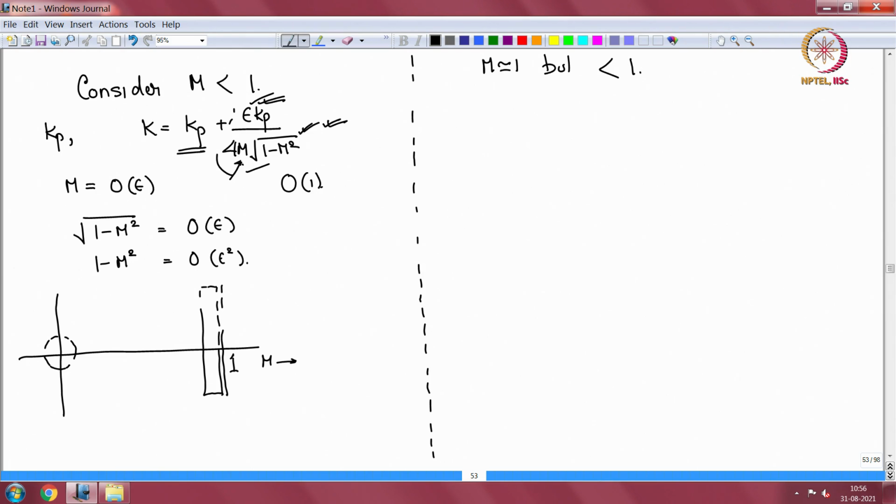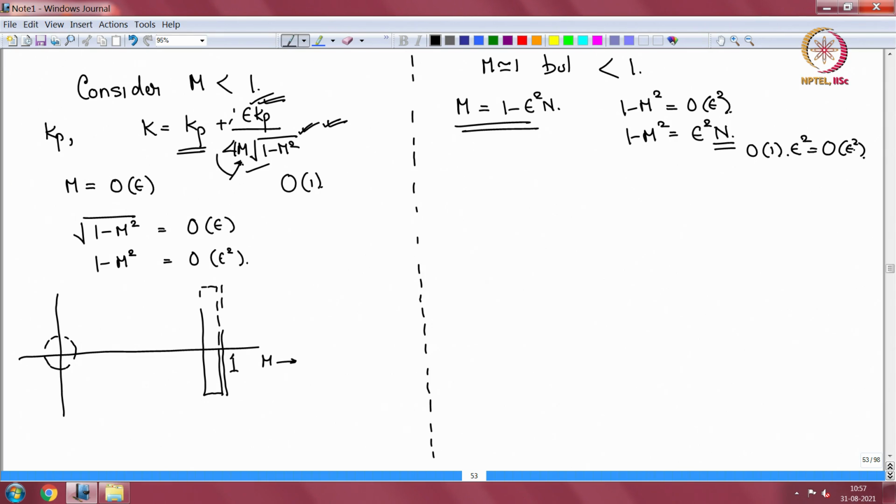Okay, so how do we take a correction? We take a correction of this form: m is equal to 1 minus epsilon squared n. Where do we get this idea from? We said when 1 minus m squared is of order epsilon squared, the expansion is invalid, and therefore I make 1 minus m squared some epsilon squared into an order 1 term. This is an order 1 term, but multiplied by epsilon squared it becomes an order epsilon squared term. So that's where I get this from.